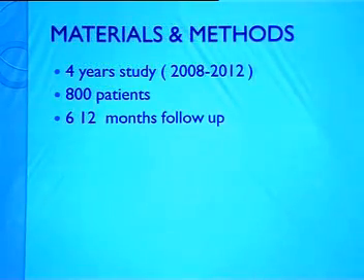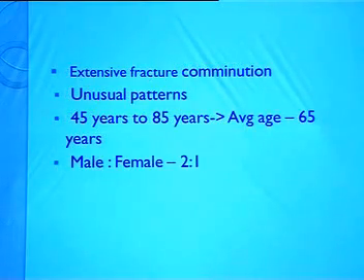As for methods and materials, it's a 4-year study from 2008 to 2012 involving 800 patients, selected based on two things. They should have highly unstable intertrochanteric comminuted fractures, and they should have a minimum follow-up of 6 months to 1 year. The average age is 65 years, and the male to female ratio is 2:1.